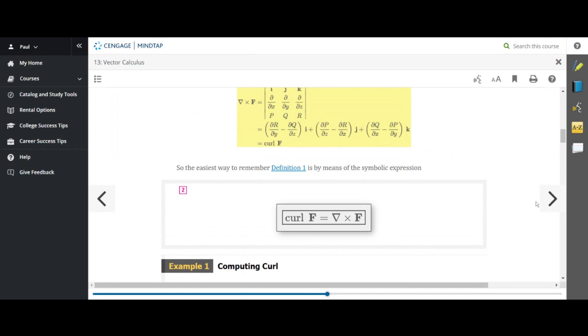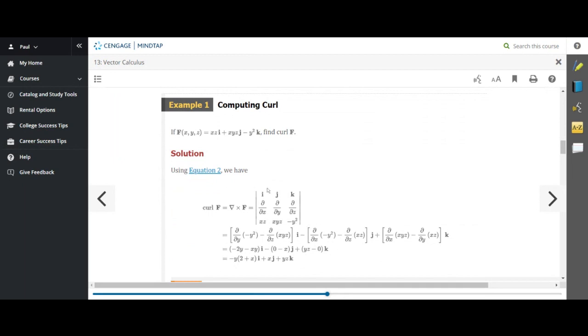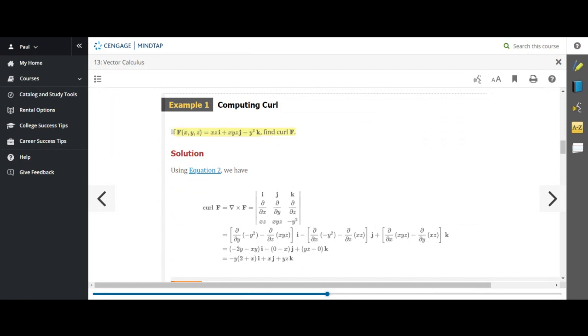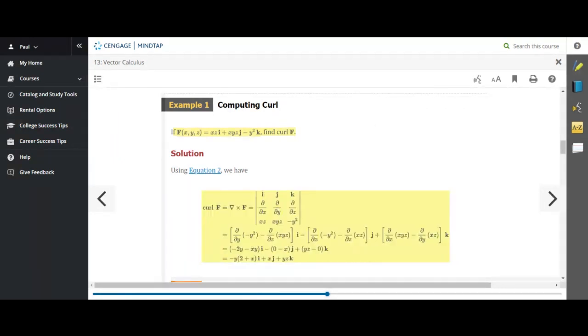For instance, if we look at computing a curl, let's say in example 1, here's your vector field F, and they want you to compute the curl. Below, they show the whole process of that. Take a look. Let me know if you have any questions on that. This is example 1.